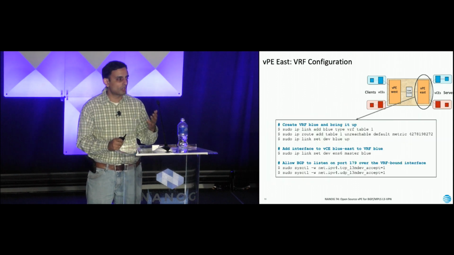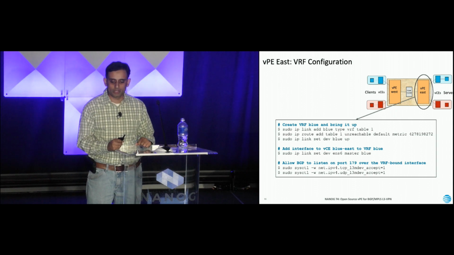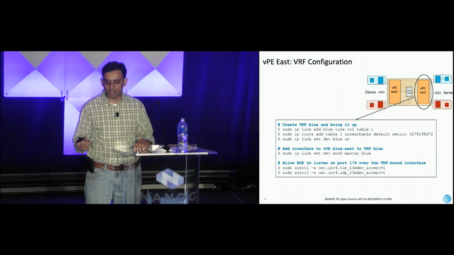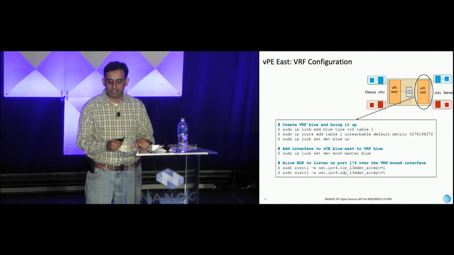So now we are going to move on to enabling layer 3 VPN service. The first thing we are going to do is enable VRFs on the Linux box at the Linux level. Again this is on VPE East, and similar things were done on VPE West. On VPE East, the first set of commands create the blue VRF as a link or as a device and bring it up. The next command, the fourth command on the screen, adds the interface facing the VCE to the VRF. In this particular case, this is the interface facing VCE blue East, and that's added to VRF blue.